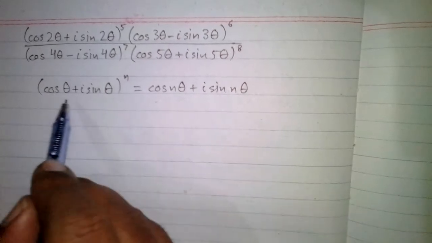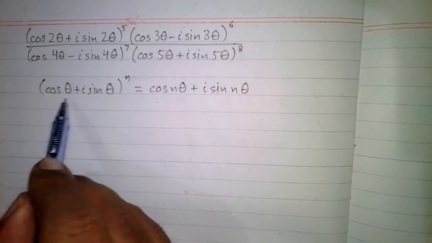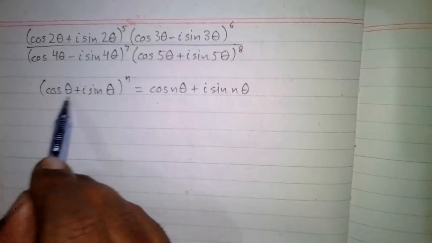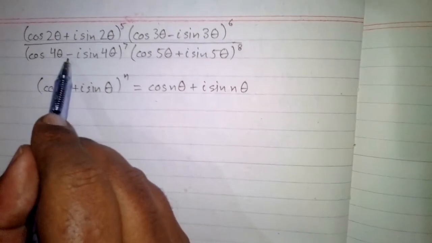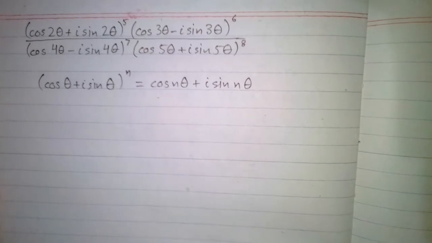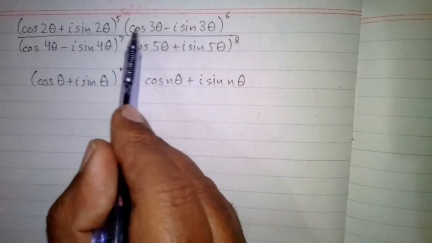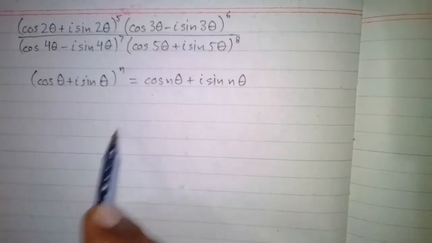And also, in order to apply this theorem, we need a plus sign between cos θ and i sin θ. If we have a minus sign like this, we have to convert this minus sign into a plus sign. Now we can apply De Moivre's theorem on this expression, but we cannot apply it on this and this expression.